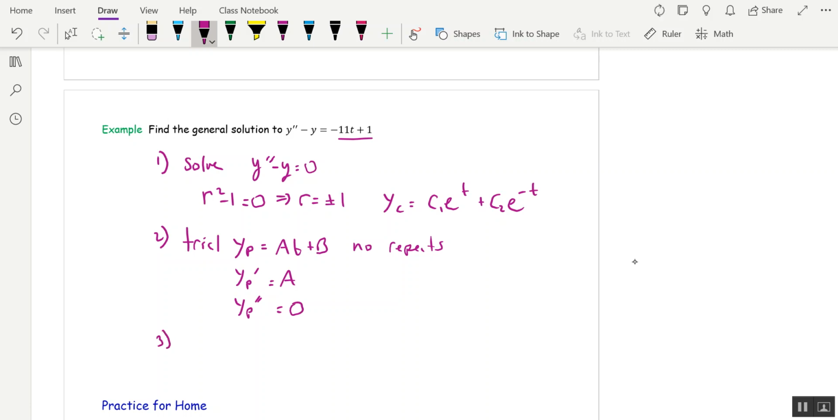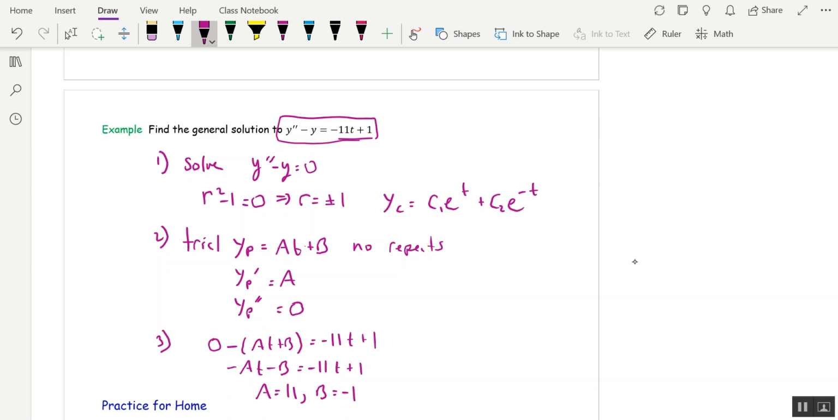Step 3, I plug in. So I'm going to plug in to this differential equation up here at the top. Y double prime is 0, and I want to subtract y. Y is AT plus B. And I set that equal to negative 11t plus 1. Okay, so that's negative AT minus B is negative 11t plus 1. So I equate coefficients. Negative a is negative 11, so a is 11. And negative b is positive 1, so b is negative 1.